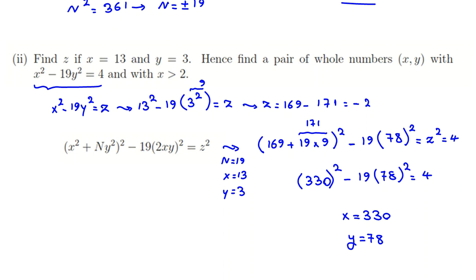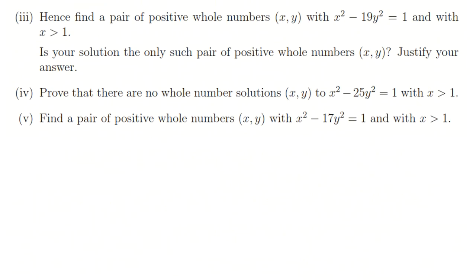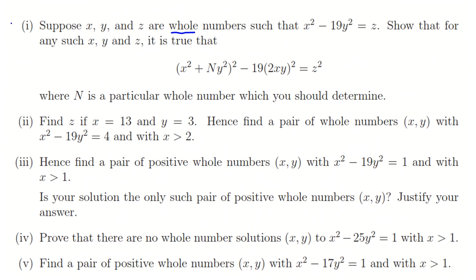Let me just correct something here. 171 plus 169 is 340. Careless mistake we had. The whole solution is correct, only we check careless mistake. Always try to check, okay, to make sure. I usually check and find these careless mistakes. Okay, so we found the solution of part 2.